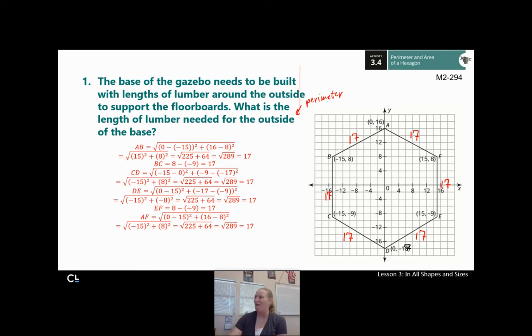So beautiful. So that means if I want to find the perimeter, you can do 17 plus 17 plus 17 plus 17 plus 17 plus 17, or I'm lazy, I just did 6 times 17. So it looks like it's 102 feet of lumber that we're going to need to build the outside of the gazebo. There is an extra E in there.